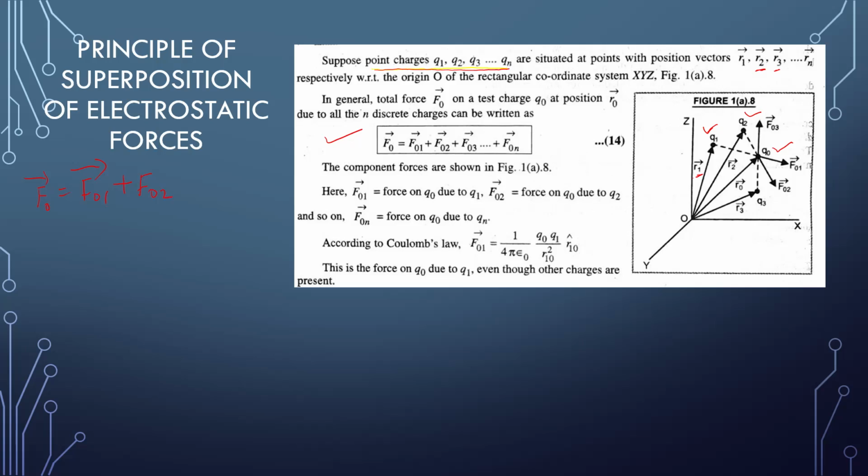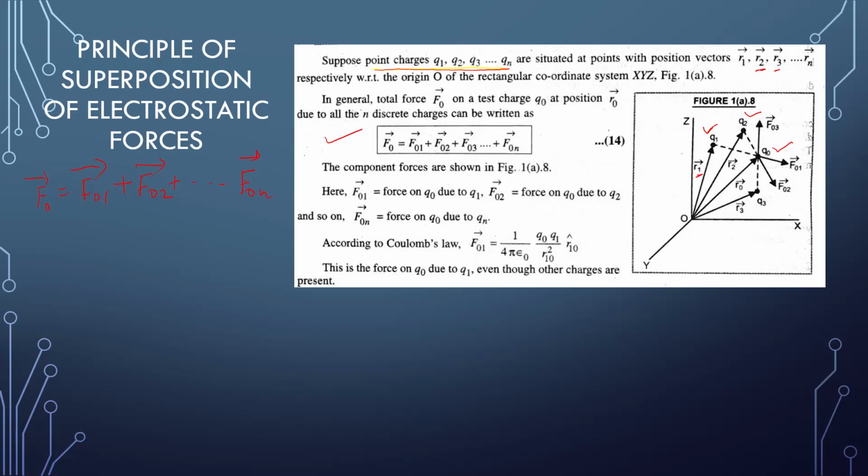Similarly, the force on Q0 due to Q2 is written as F02 vector, and so on. We have considered n number of charges. Therefore the nth charge, that is Qn, will have a force F0n on the test charge Q0. So you can see now how the direction of the force F01 will be taken into consideration.